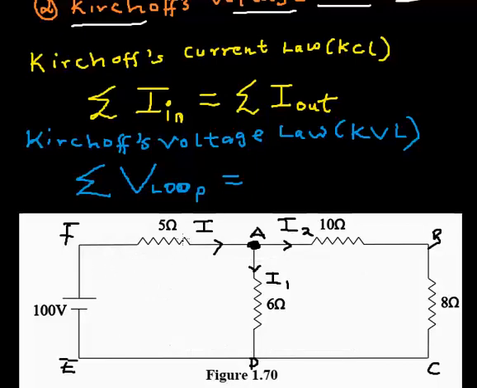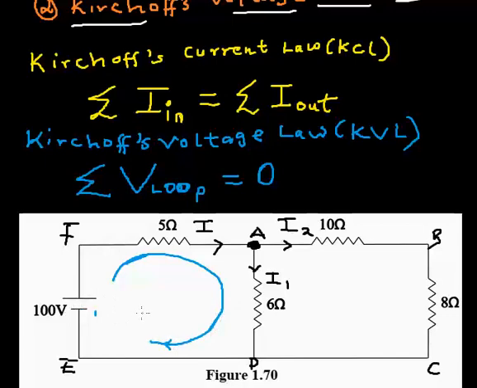So according to Kirchhoff's voltage law, the algebraic sum of the voltage drops around a loop is equal to zero. So please take note of that. It simply means that in loop one, if I sum up the voltage starting from the source, flowing through the 5 ohm resistor, then passing through the 6 ohm resistor and returning back to the source, it should be equal to zero.